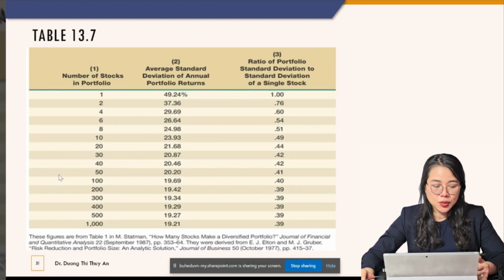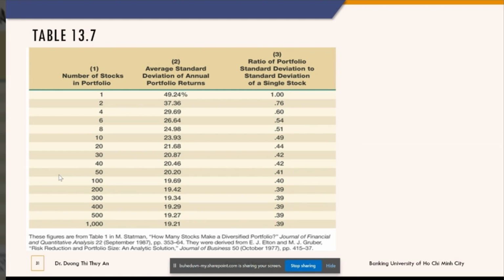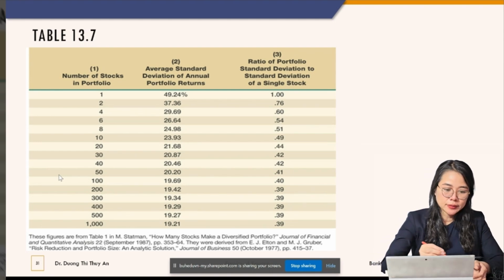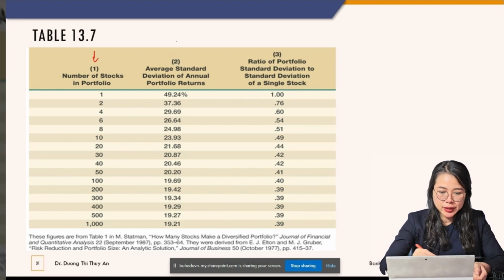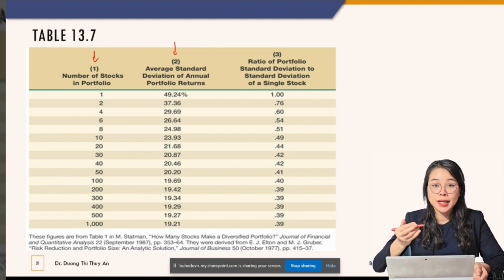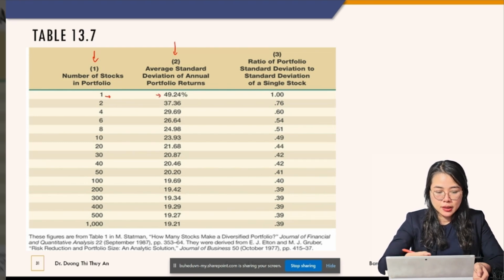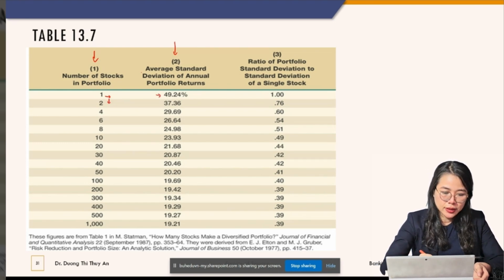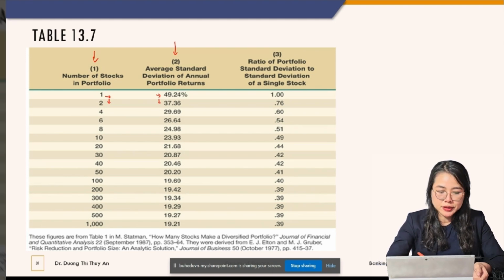Let's look at table 13.7. Column 1 is the number of stocks in one portfolio, and column 2 is the risk of that portfolio. You see, if there is one stock in the portfolio, then the risk is 49.24%. But when you increase the number of stocks, the risk of the portfolio decreases.